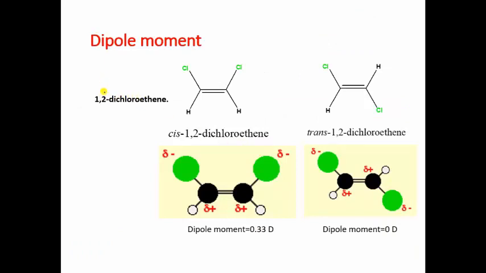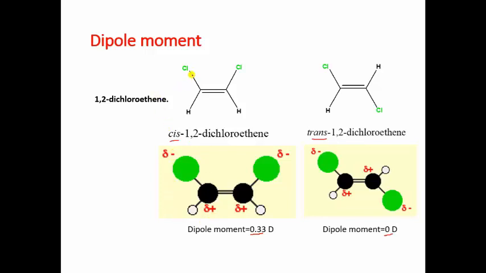By taking one example, 1,2-dichloroethene. In this example, one is cis and the other is trans. The cis isomer has a dipole moment of 0.33 and the trans has zero dipole moment. Now the question is why trans has zero and cis has a dipole moment.